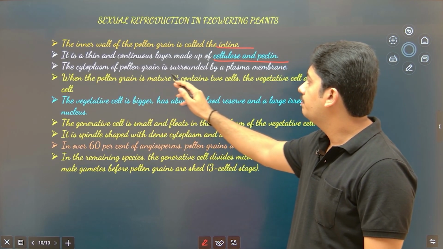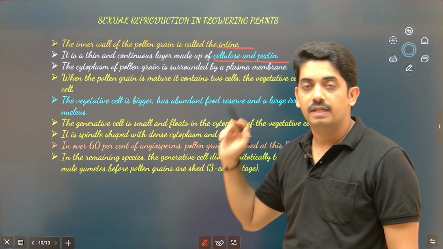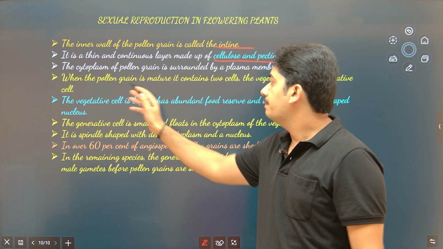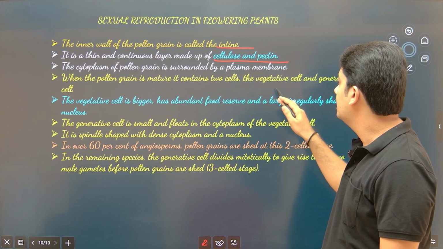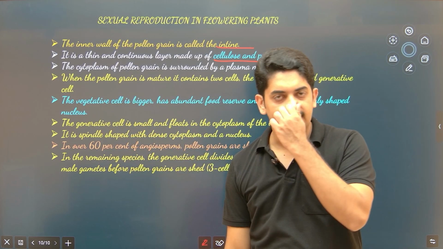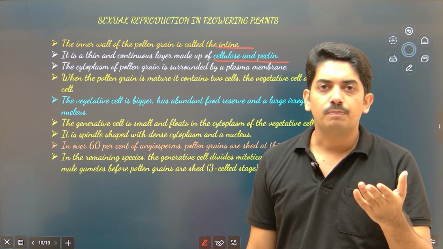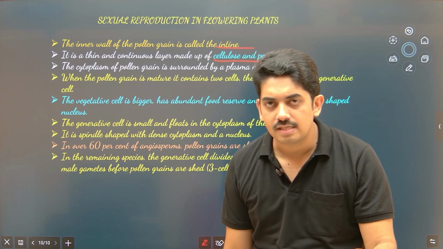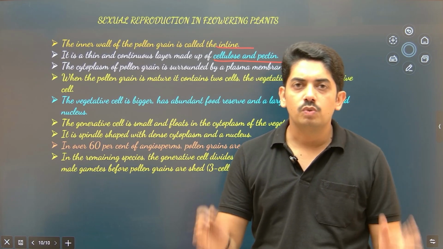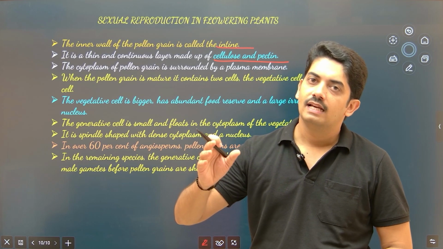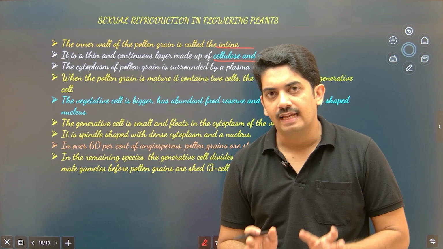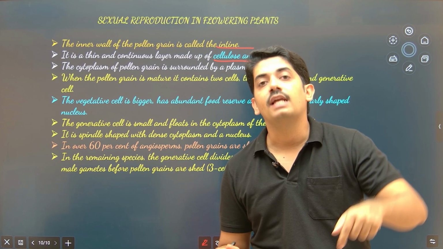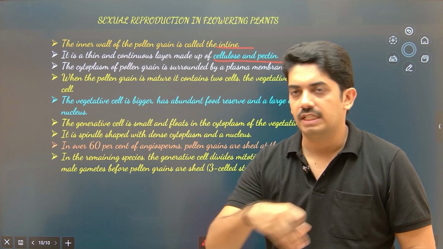The cytoplasm of the pollen grain is surrounded by a plasma membrane. That means intine is present exterior to the plasma membrane. When the pollen grain is mature, it contains two cells, the vegetative cell and the generative cell. This I explained. Once the pollen grain attains its maturity, the single nucleus undergoes mitosis and produces two cells. One is the generative cell, one is the vegetative cell. If you compare the size, generative cells are smaller, vegetative cells are larger, and the generative cell floats in the cytoplasm of the vegetative cell.